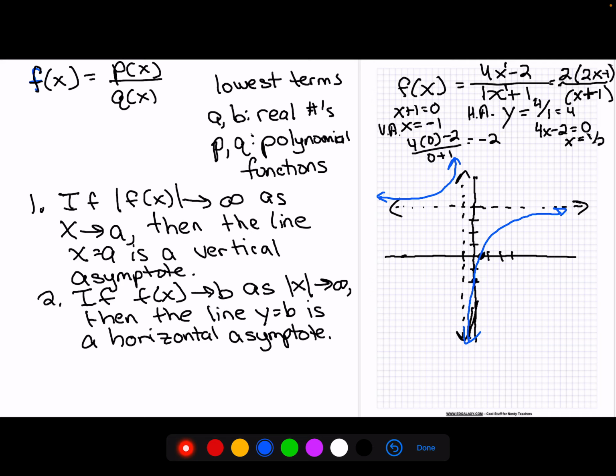Okay, but what is this definition saying, if we can use this graph to help us decide? It says, if the absolute value of y goes to infinity as x goes to a, then the line x equals a is a vertical asymptote. Well, if you start tracing your graph and looking at your y's, up here, this part of the graph, notice that the y values are shooting up to infinity. f of x is going to infinity there.